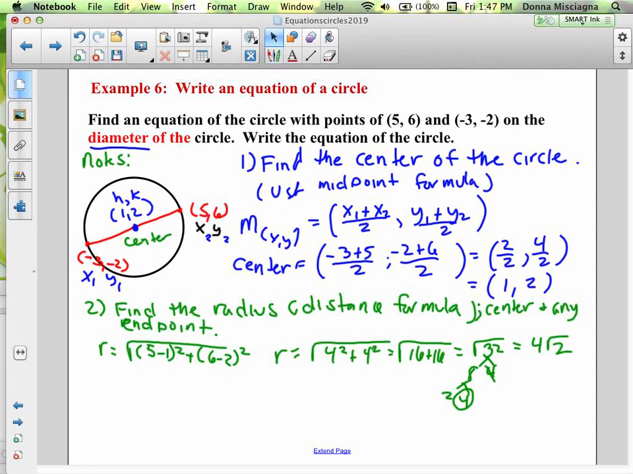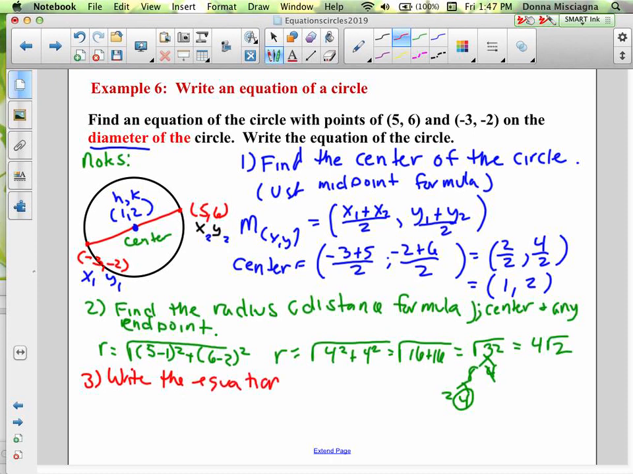So last step is to write the equation. And we know how to do that, hopefully. Write the equation. And that just means we need to fill in for x minus h all squared plus y minus k all squared equals r squared. Okay. Any questions, first of all, before we write the equation, on the rest?